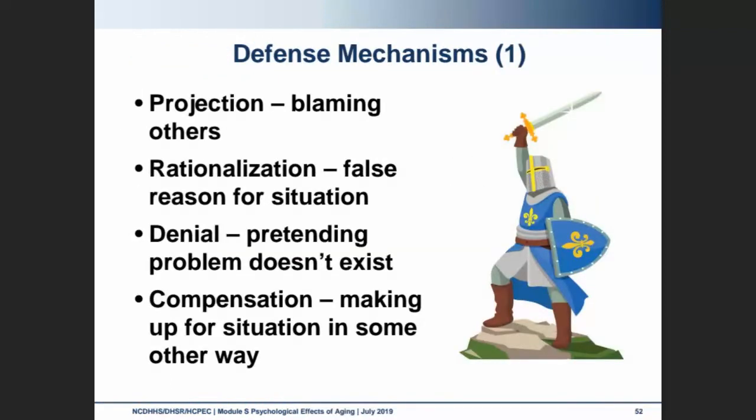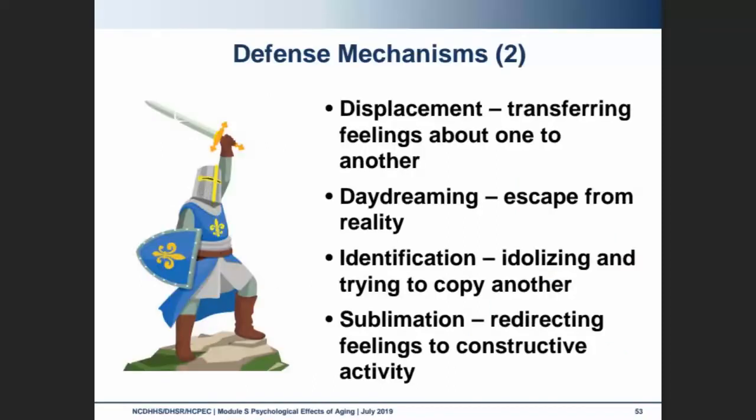So projection, this is blaming others. Rationalization, this is a false reason for a situation. Denial, pretending a problem does not exist. Compensation, making up for a situation in some other way. Displacement, that's transferring the feelings about one person to another. Daydreaming, escape from reality. Identification is idolizing another and trying to copy him or her. And sublimation is redirecting feelings to a constructive activity.